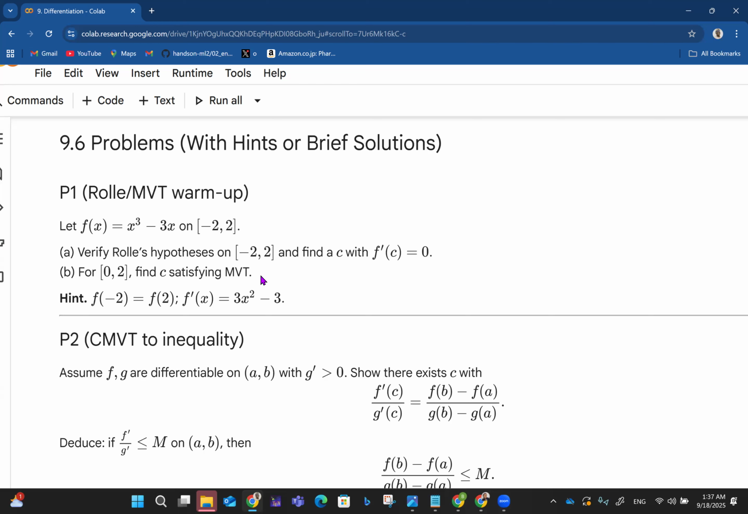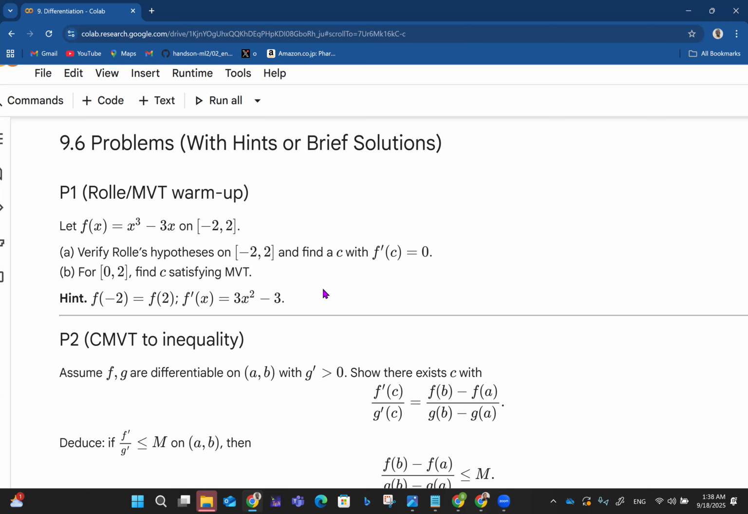What do I do here? So first of all, I want to do this so that I can drive the point home actually. So we want to do Rolle's theorem for f of x equals x cubed minus 3x on the interval minus 2 to 2, right? And then that's Rolle's theorem for the A part.